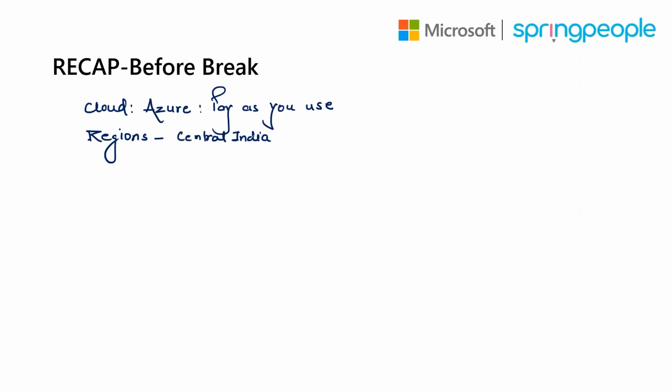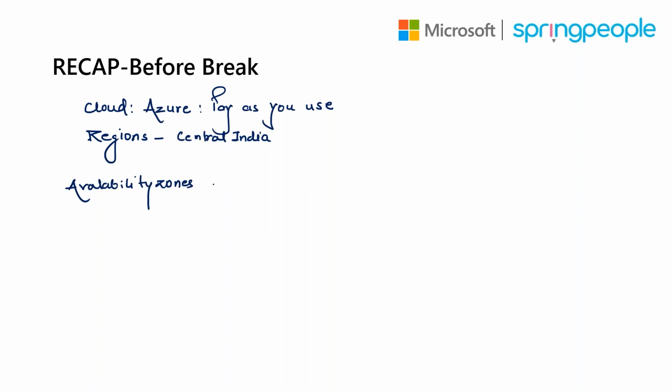Now, what we did. First of all, you know what is cloud computing. So we are here on cloud. We are using Microsoft's cloud, Azure, fine. And what is cloud? Cloud is a model called pay as you use. There are different regions in Microsoft Azure. The one which we are using is Central India, and there are different availability zones.